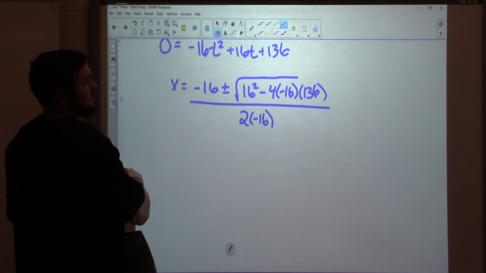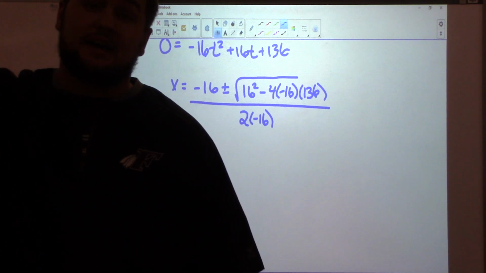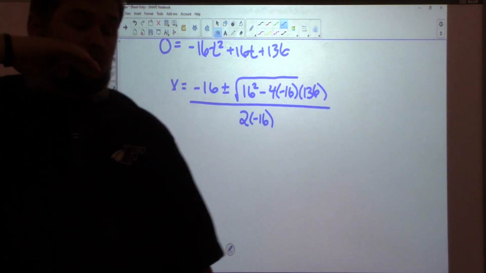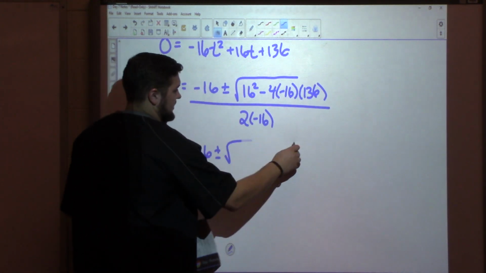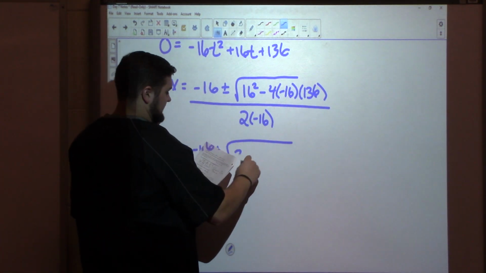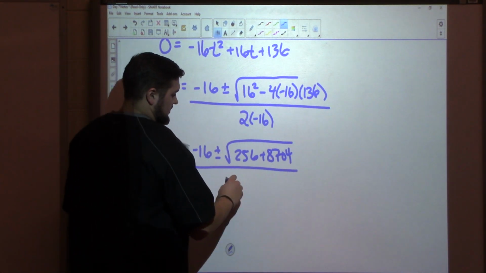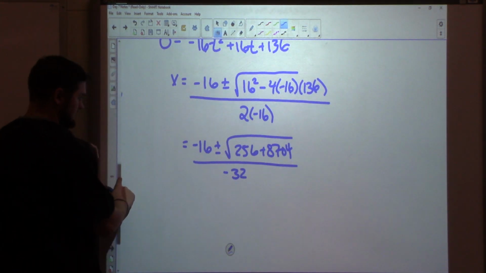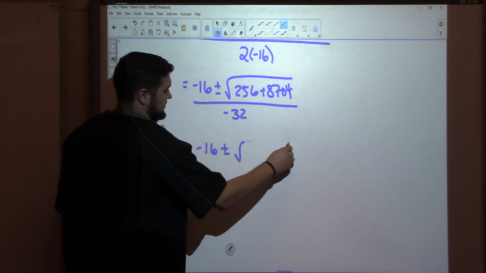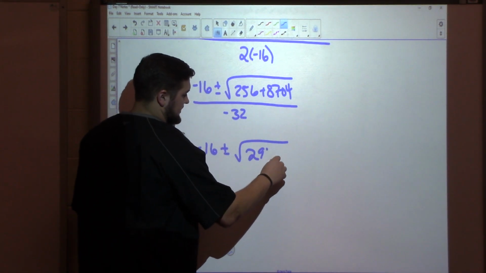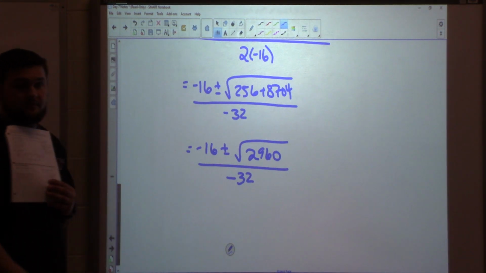Guys, when we're doing application problems, stuff like this, we are going to be okay with rounding decimals at the very end. Okay? So, let's start here. We get negative 16 plus or minus the square root of, what does that become, 256 plus 8,704, over negative 32. But you get negative 16 plus or minus the square root of 2,960 divided by negative 32. Right? Where'd you get 2,960 from?